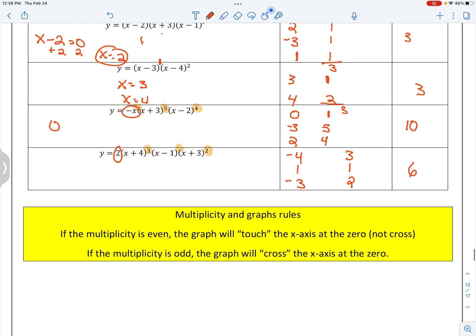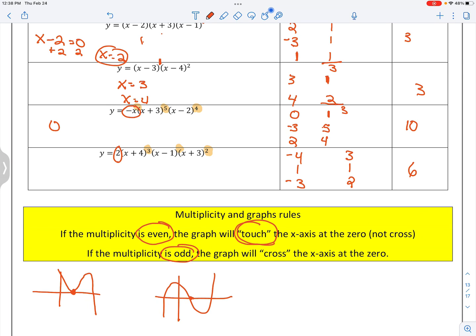Okay? So what is the significance of multiplicity? Multiplicity tells us something about the graph. When the multiplicity is even, we see where the graph will just touch the x-axis. So if I have a root that has multiplicity of 2, it would look something like this. And if the multiplicity is odd, it will cross the graph. So if I have an odd multiplicity, it would look like this. So all of these have odd multiplicity.